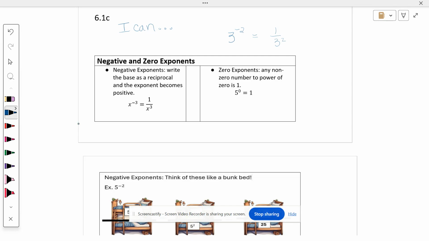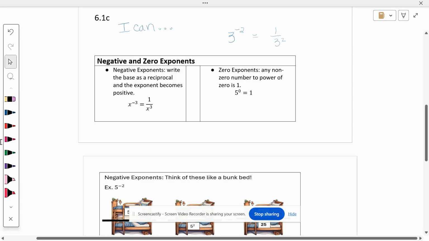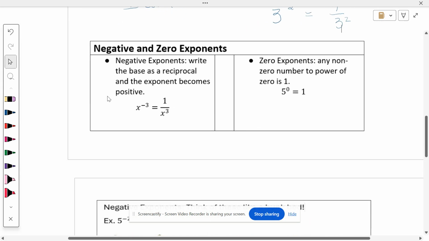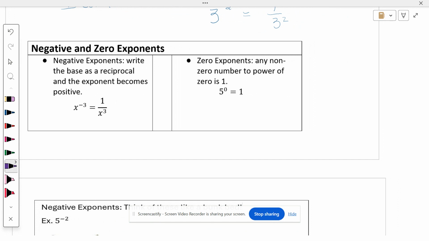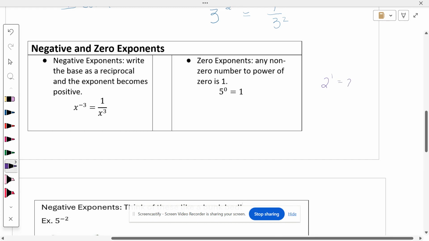Zero exponents, on the other hand, any non-zero number to the power of 0 is just 1. And that's kind of counterintuitive. It doesn't make a whole lot of sense until you maybe see an expansion of some powers. So I'm going to take an exponent and a number that we're real familiar with. So 2 to the first power is just 2. 2 to the second power is 4. 2 to the third power is 8, and so on. You see, each time we are multiplying by 2. Each time we get bigger by multiplying by 2.